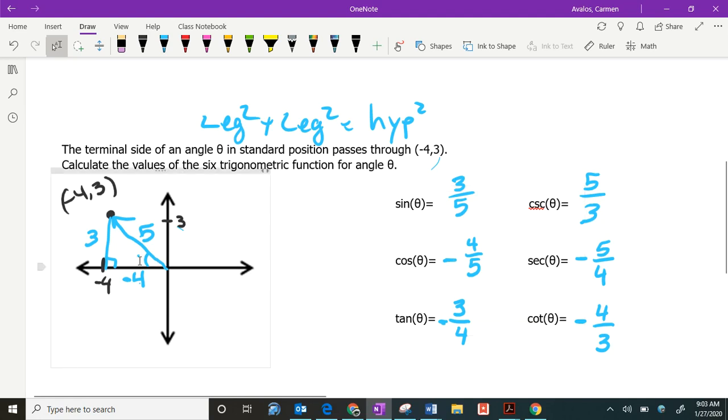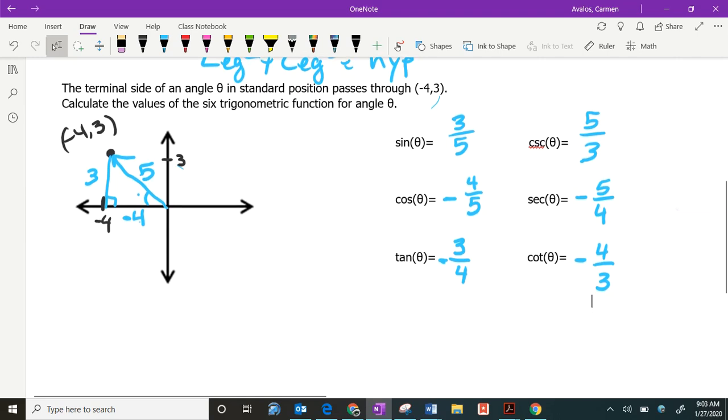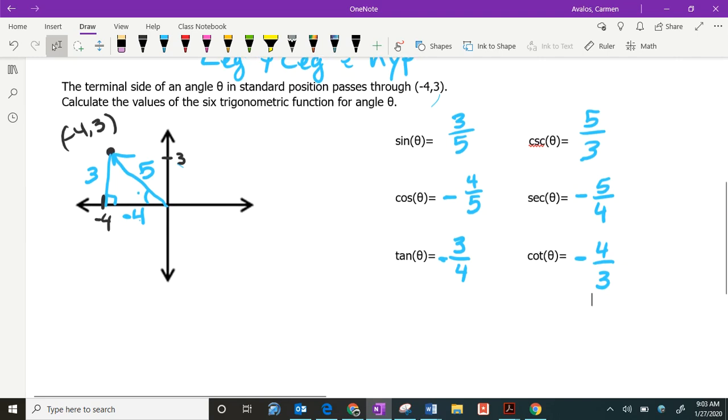Cosine is the x value. The x is going to be negative in that quadrant. So therefore we know it's going to be -4/5. Okay, so make sure that you know a couple of things. Also, one more last thing is knowing the signs on there.